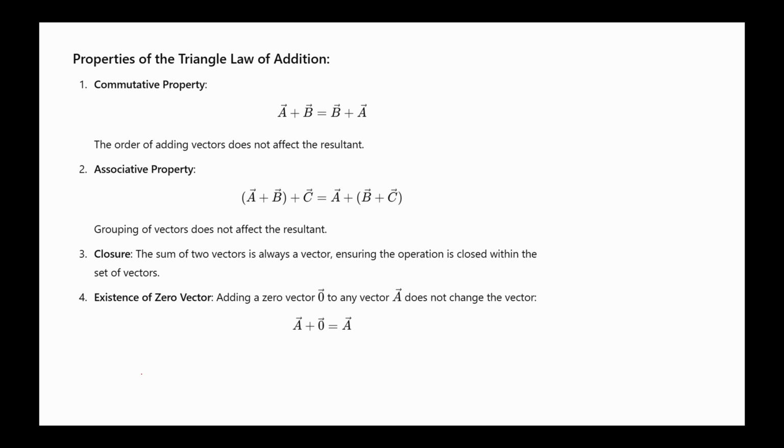One more property that you must remember is, let's say I have A vector and I add it to the negative of that vector, with the same magnitude but in the opposite direction. This will give me what? A 0 vector, or 0. So you must remember this property as well.